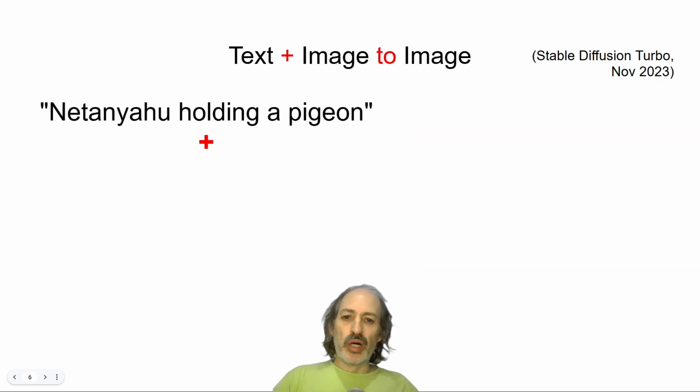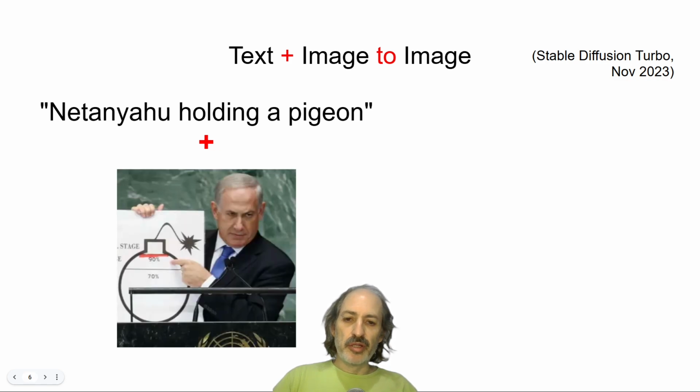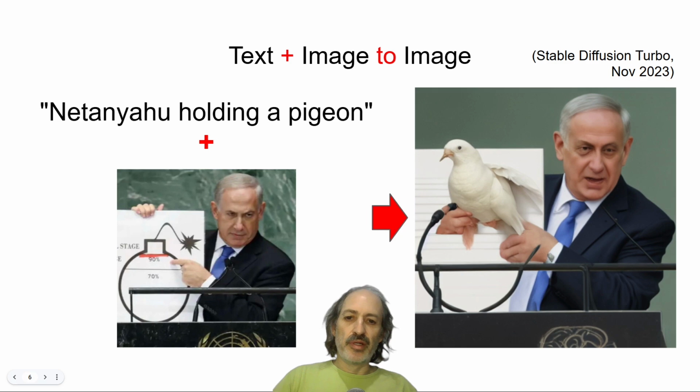You can also do text and image to image. There are various ways to do it. We take the prompt, Netanyahu holding a pigeon, and we can also condition on the initial image. This is one way to do it. And the result will combine something of the visualness and layout and style of the image and the semantics of the image and the text. So in this case, instead of holding a bomb, Netanyahu is holding a circle and a pigeon. And you can give different weights, for example, 60% to the text and maybe 40% to the initial image.